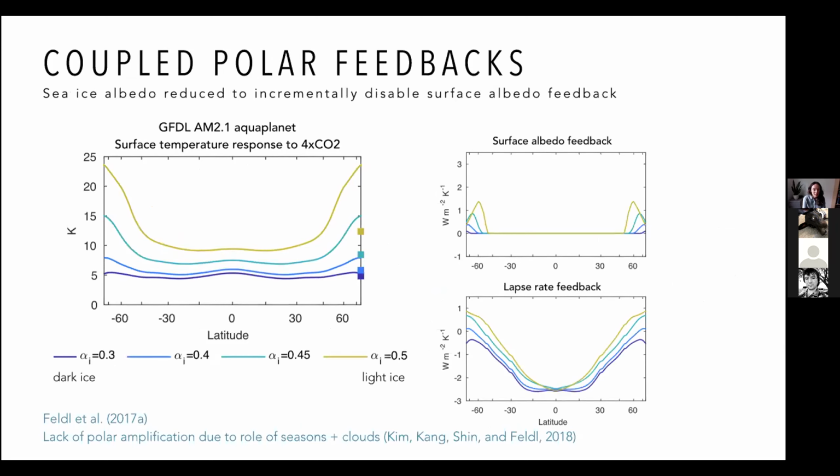So let's consider sea ice. Here I'm reducing the ice albedo in increments in order to disable the surface albedo feedback, while still allowing the position of the ice to evolve according to surface temperature. So when the surface albedo feedback is positive, the polar lapse rate feedback is also positive. That's in the mustardy color, and we have really strong polar amplification. However, when the surface albedo feedback is 0, when it's been disabled, the lapse rate feedback changes sign. It's negative now in polar regions, and there's no polar amplification. So in this mechanism denial experiment, you can see the coupling between these high latitude feedbacks.